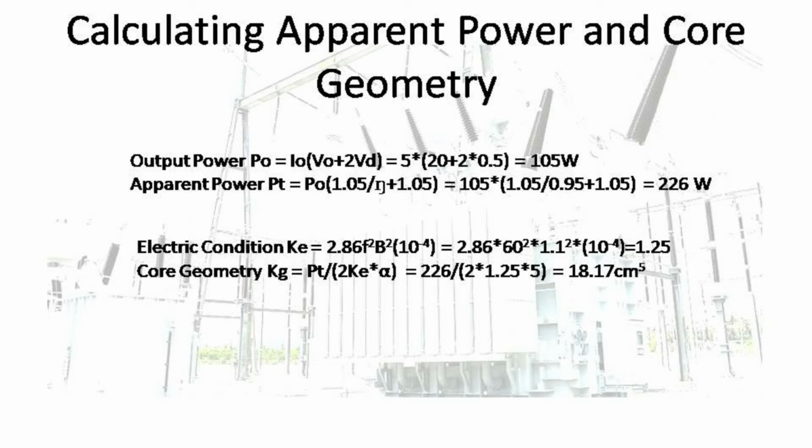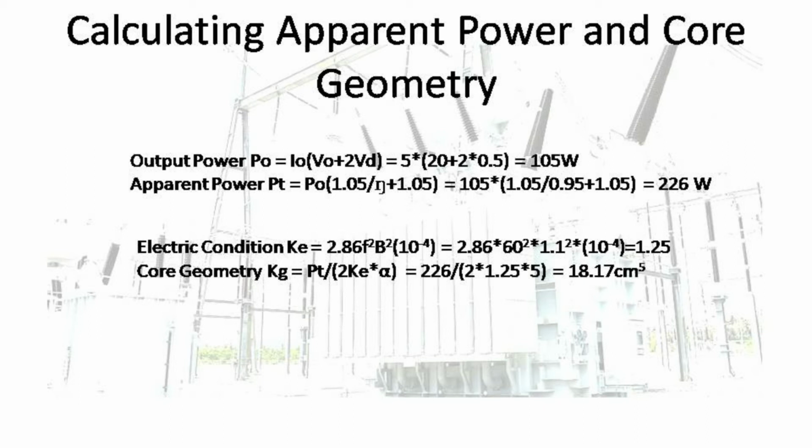So now after the apparent power, we should look at the calculation of core geometry according to our design spec. Now for our core geometry, or KG, we need to calculate a variable which is called the electric condition, or KE. Now KE is equal to the formula of 2.86 times F squared times B squared times 10 to the power of minus 4. Now F is the frequency and B is the flux density. So you plug in those values, it equates to 1.25.